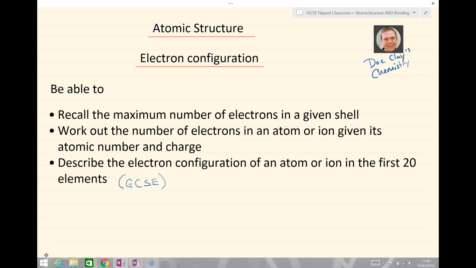Okay, so having watched our lesson on atomic structure and electron configuration, you should now be able to recall the maximum number of electrons in a given shell, work out the number of electrons in an atom or ion given its atomic number and charge, and describe the electron configuration of an atom or ion in the first 20 elements.